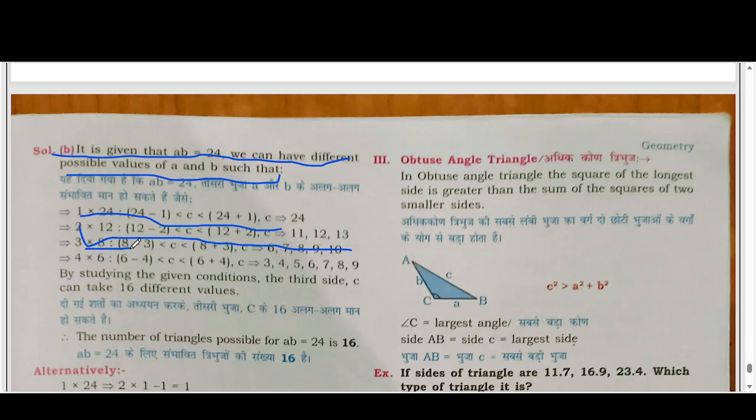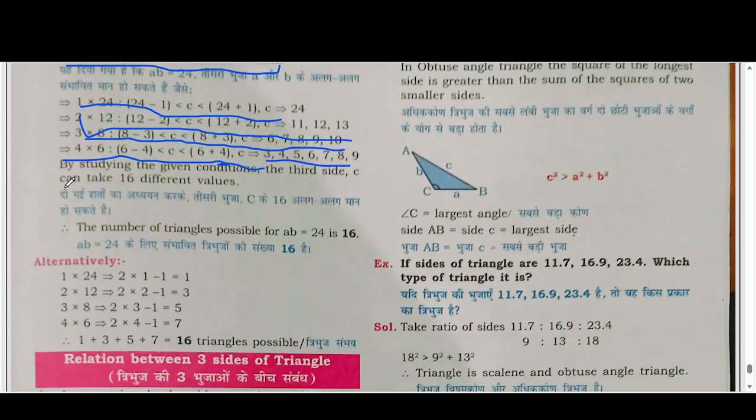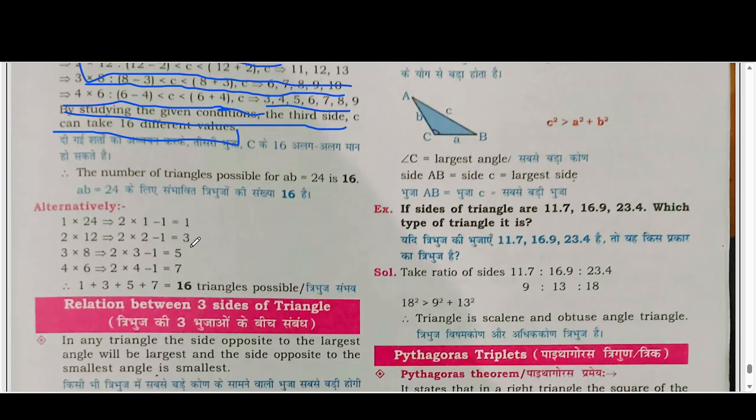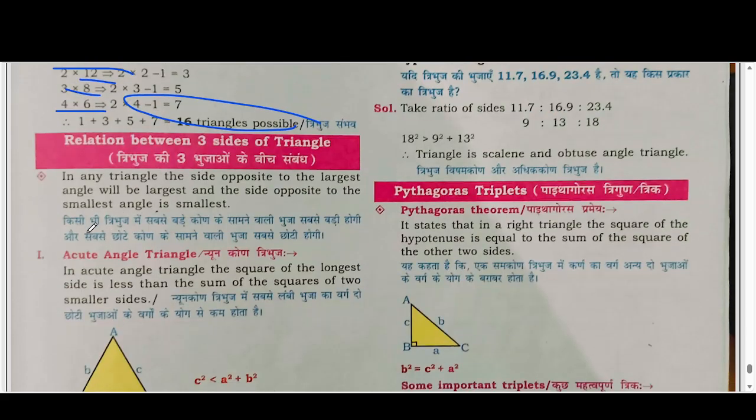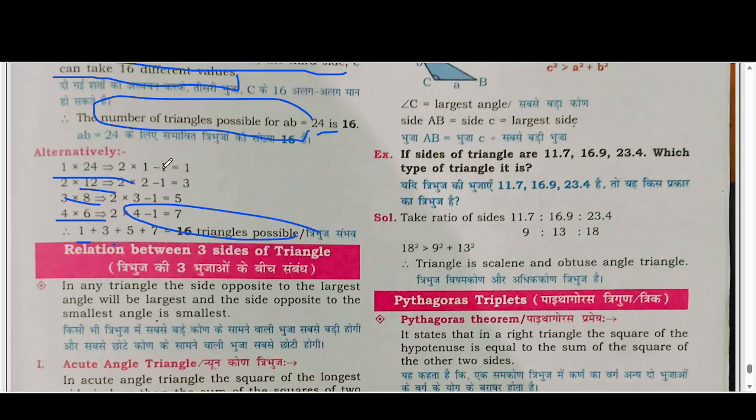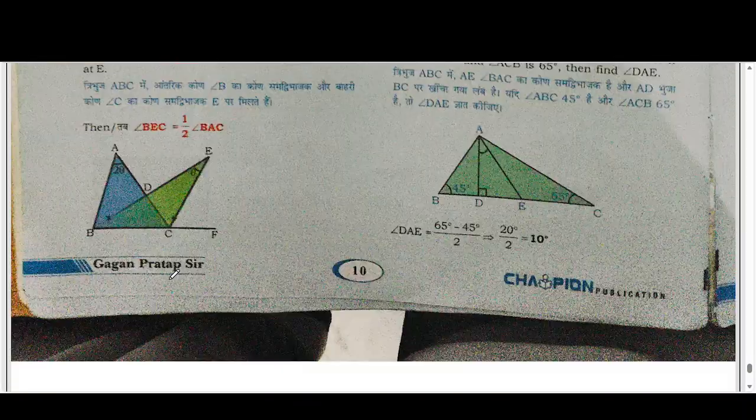Take the pair 4 into 6. The third side C must be less than 6 plus 4 and greater than 6 minus 4. By studying the given condition, the third side C can take 16 different values. The number of triangles possible for AB equal to 24 is 16. Alternatively, we can check 1, 2, 3, 4 and count the triangles; 16 triangles are possible.